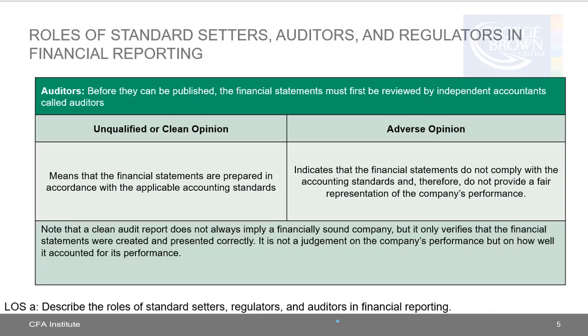Now in this new slide, we're looking at the role of auditors in financial reporting. Before they can be published, the financial statements must first be reviewed by independent accountants called auditors. Okay, that's called an external audit. And here we can see that on the left-hand side, an unqualified or clean opinion means that the financial statements are prepared in accordance with the applicable accounting standards. So you have to pick up on the word unqualified, or clean, means that the statements are prepared in accordance.